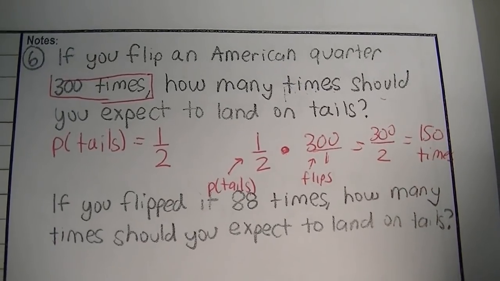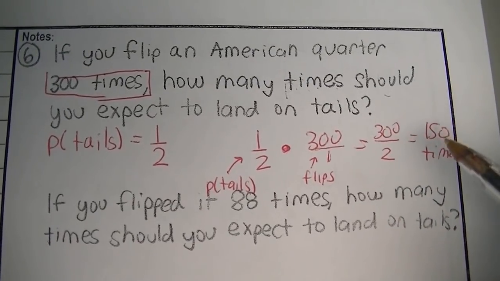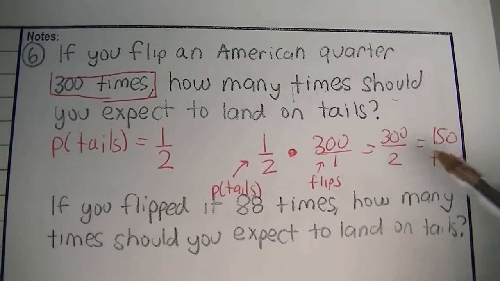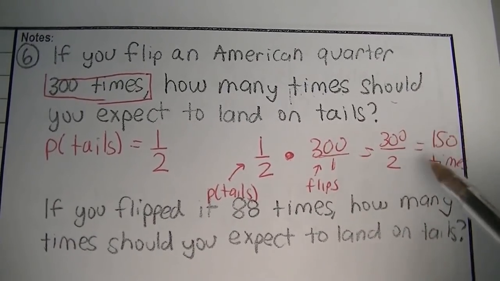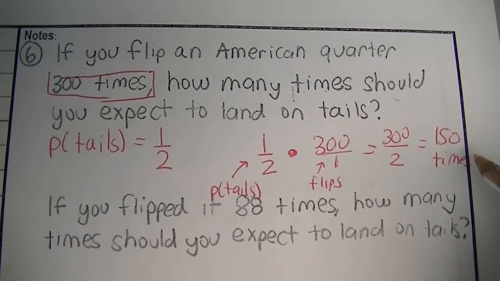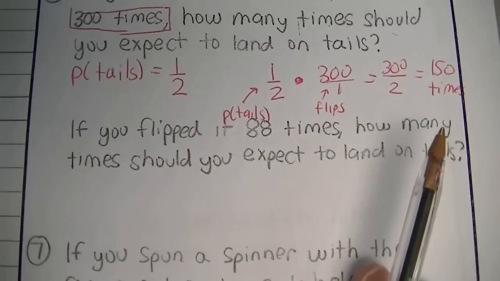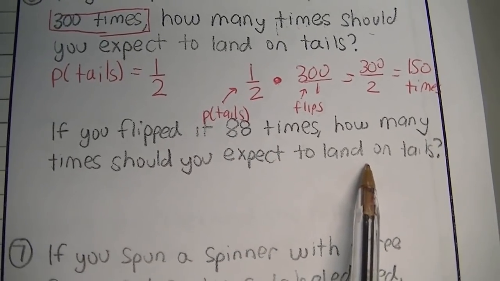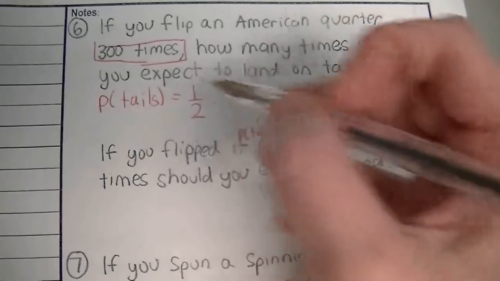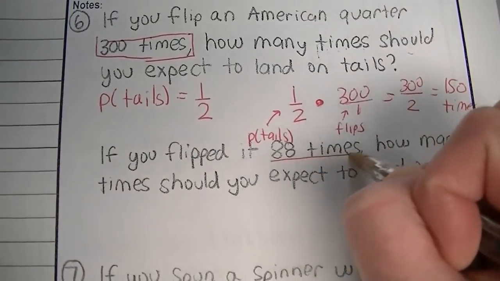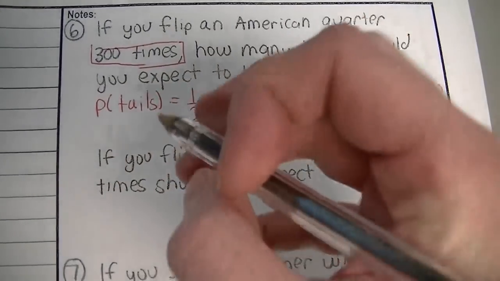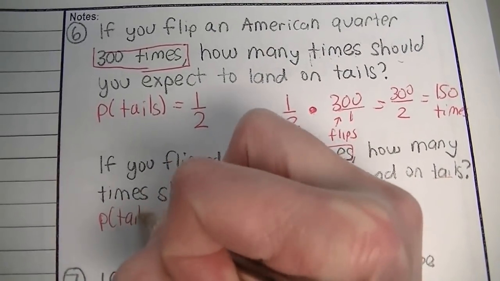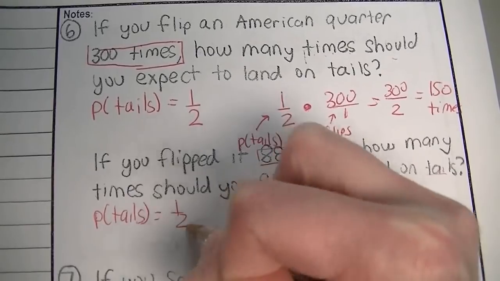Now, if you literally just started flipping a coin that many times, are you going to land on that every single time? Maybe not. But on paper, when we do the math, theoretically, we're all going to get the same exact answer of 150 times, okay? The second one, if you flipped it 88 times, how many times should you expect to land on tails? So again, we're going to flip it this time 88 times. And we're looking for the probability of landing on tails. Well, what's that? Start with that. It's 1/2.